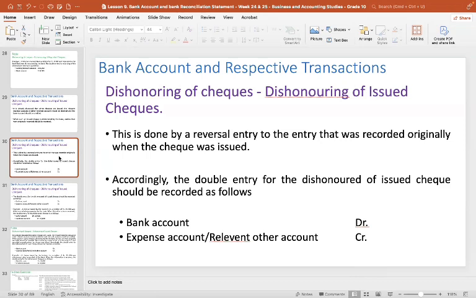So what is happening when we are issuing checks? When we are issuing checks initially, we are crediting the bank account and we are debiting the expense account. Now this issued check has been dishonored, so we have to reverse the entries. The bank account will be debited and the expense account will be credited. That is the double entry.